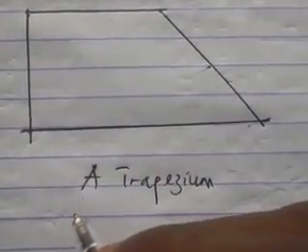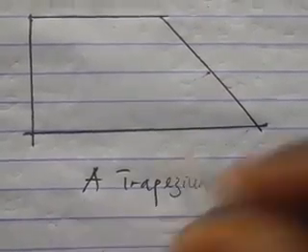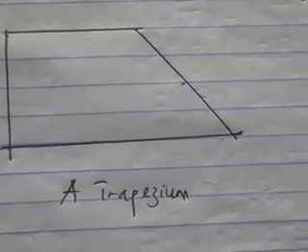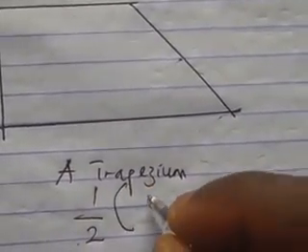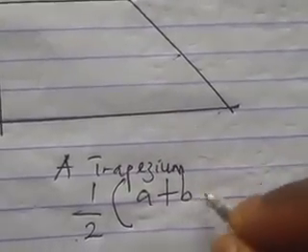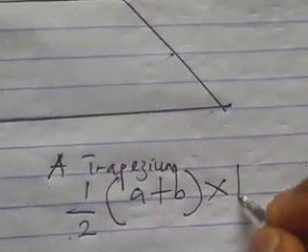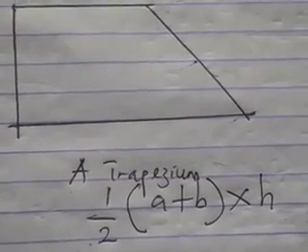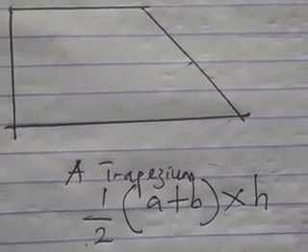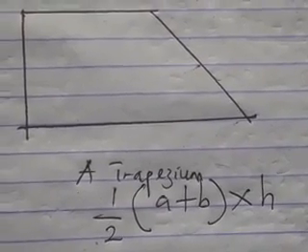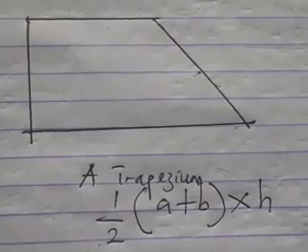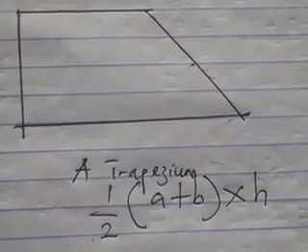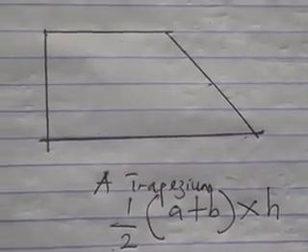The area of a trapezium is known as half in bracket a plus b multiplied by height. I repeat, half in bracket a plus b multiplied by height. Now, where do I know that the place is a? Where do I know where is b, and where do I know the place that is height?